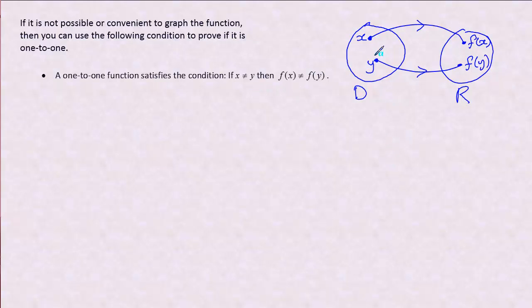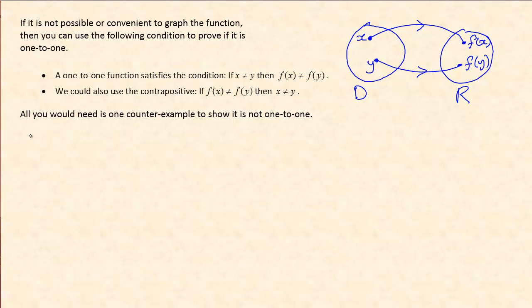So x is not equal to y, which is why they're two different points, and then f of x is not equal to f of y. We could also use the contrapositive that if f of x is not equal to f of y, then x is not equal to y, and that's just thinking about this backwards.